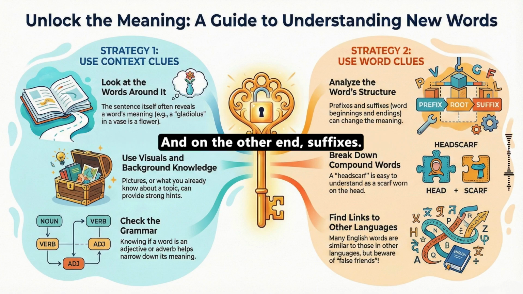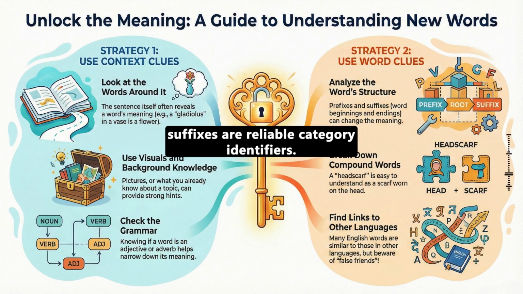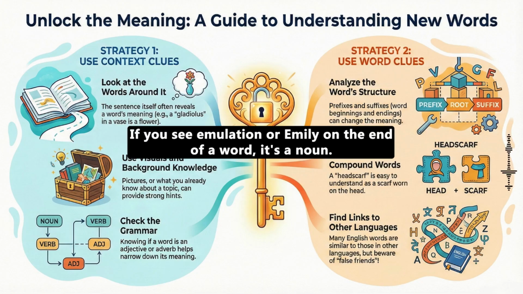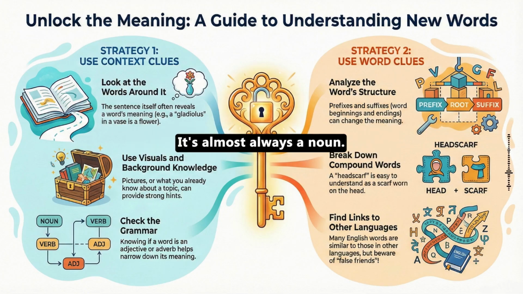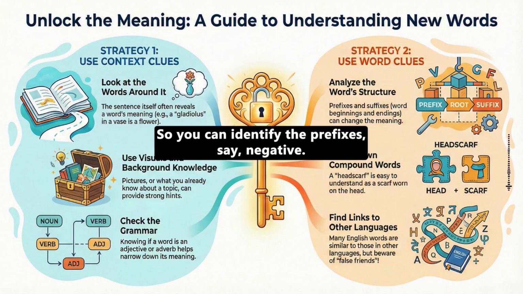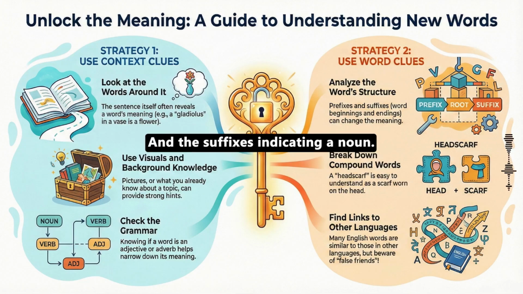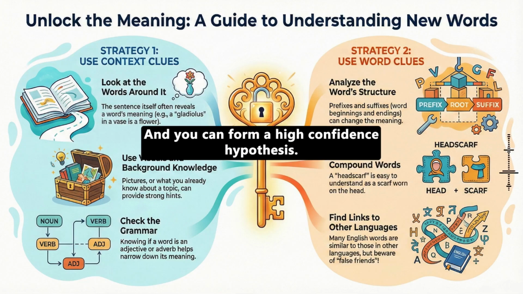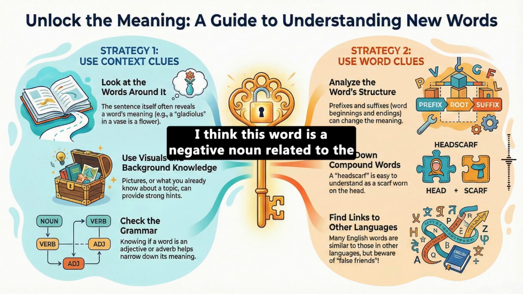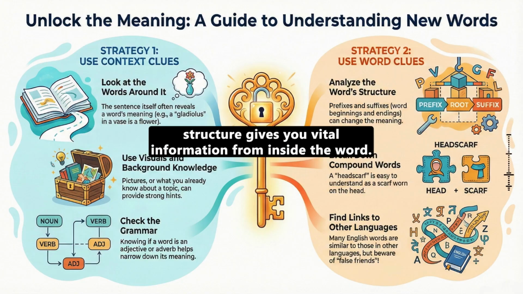And on the other end, suffixes. Suffixes are reliable category identifiers. If you see "-ity" or "-ation" on the end of a word, it's a noun? It's almost always a noun. So even if the root word is completely opaque to you, you can still place it. So you can identify the prefix as, say, negative, and the suffix as indicating a noun. And you can form a high-confidence hypothesis: okay, I think this word is a negative noun related to... The structure gives you vital information from inside the word.